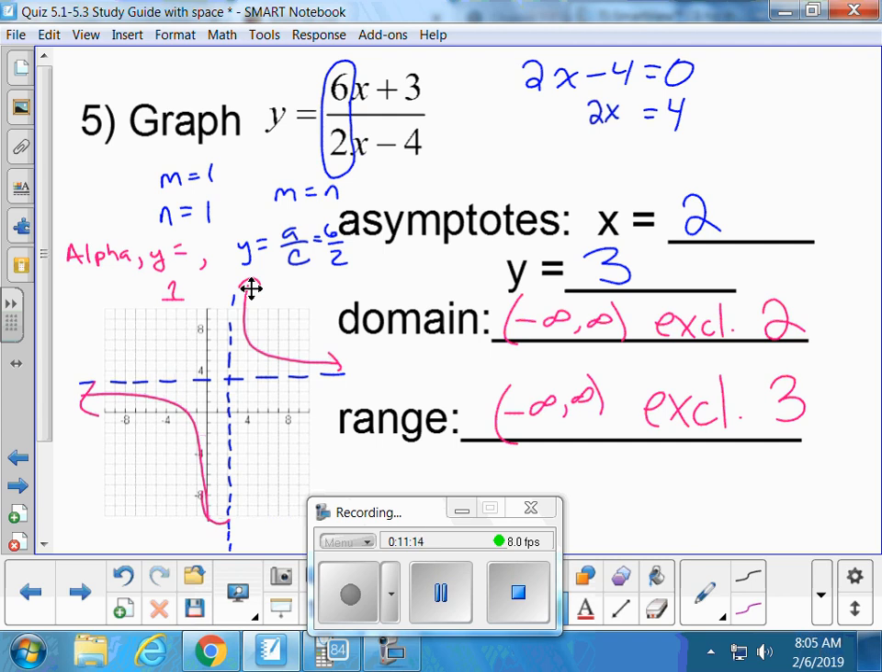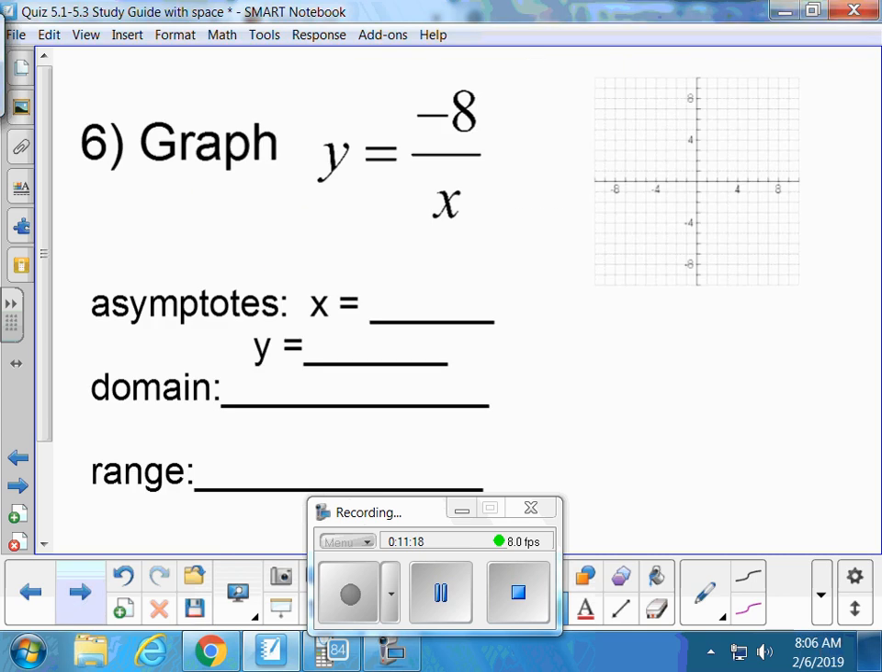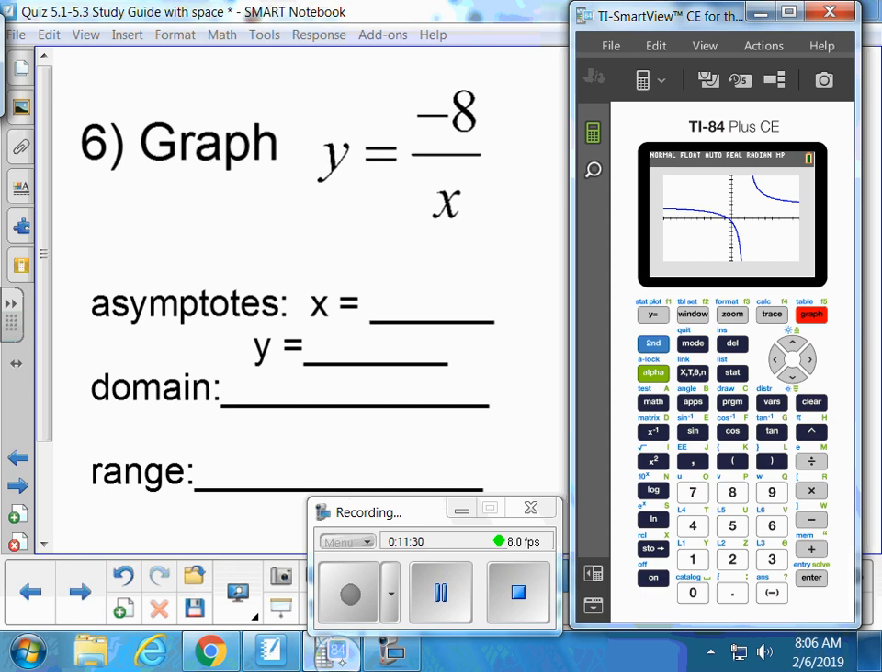Yep. The next one looks really easy. I just glanced down at some papers. It's just negative 8 over x. What's that negative sign do? Do you remember? Switches the graph. So we're just going to switch our branches. So I'll go ahead and let you graph it so you can see. But there's really no shift to this one.